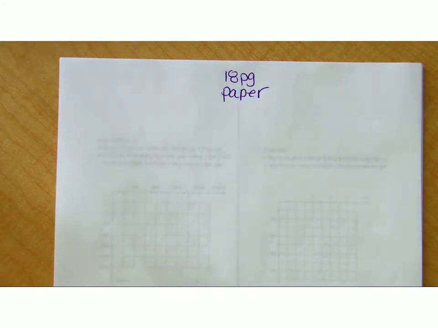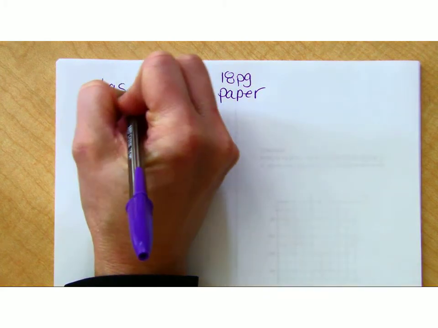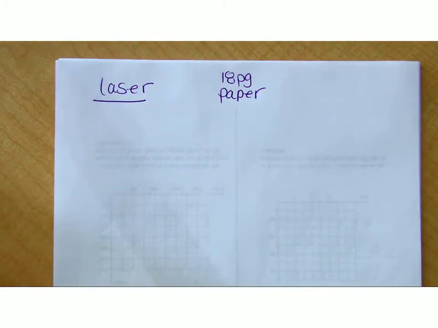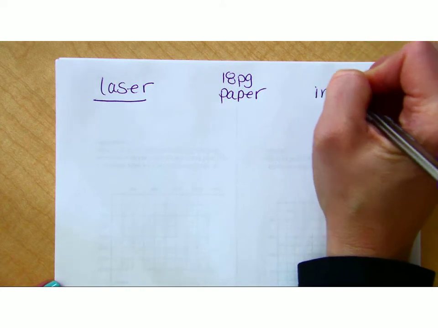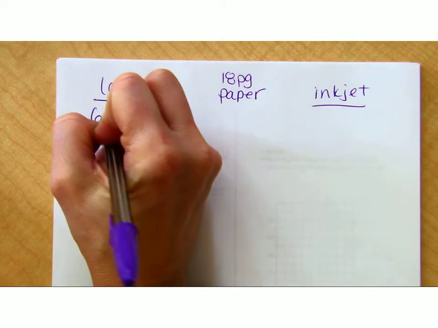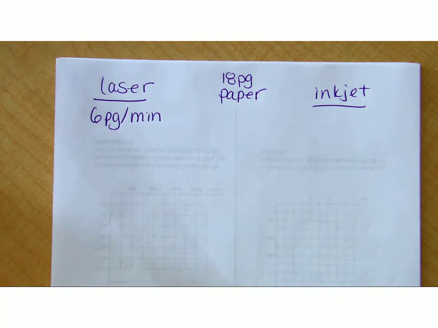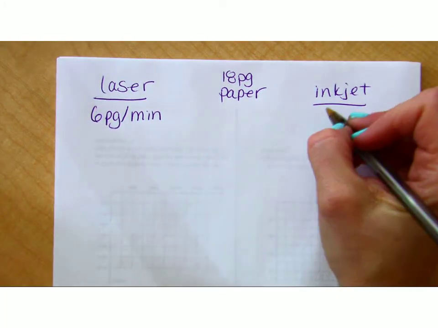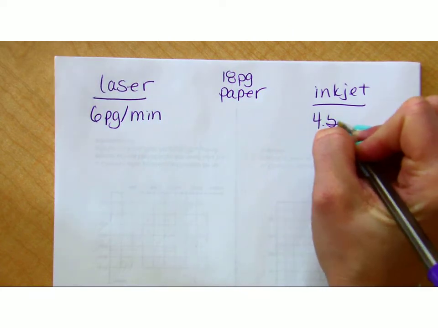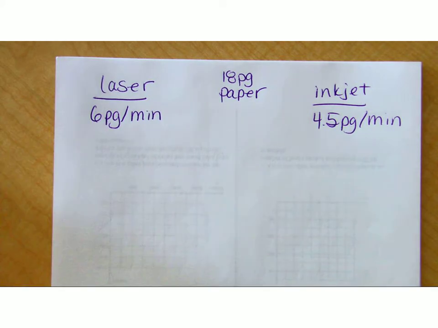There are 2 options of printing in the library. There's something called the laser printer, and then there's something called an inkjet. It's kind of an old one. The laser printer is a little bit faster. You can print 6 pages per minute on the laser printer, or you can print 4.5 pages per minute on the inkjet. It's a little older. So laser's a little newer technology, right?